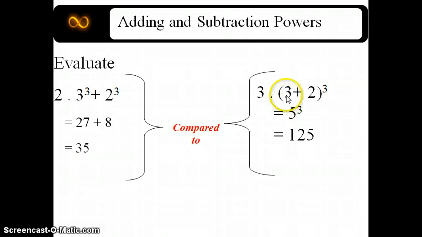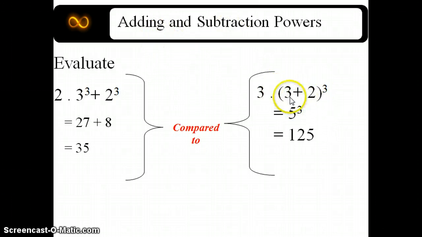Another way of looking at this is 3 plus 2, all in brackets, cubed. We'll do what's in brackets first. Now there are rules that will allow us to distribute the cubed into the brackets, but that is only when this is multiplication or division. Once again, there are no tricks or fast ways for adding and subtracting of powers.